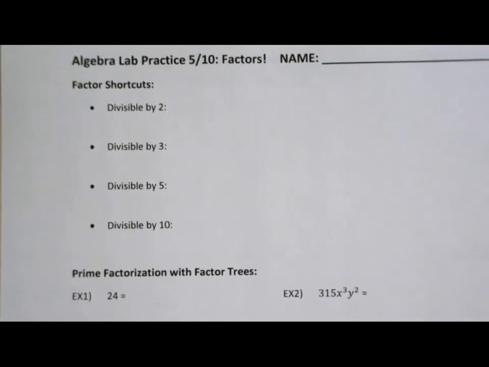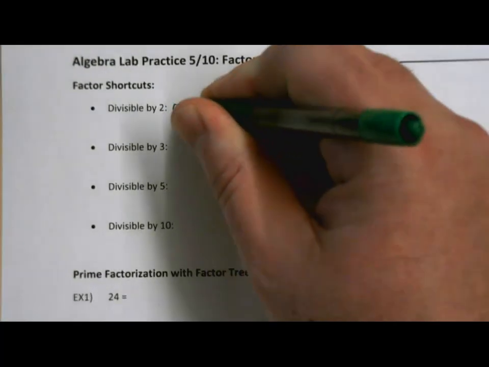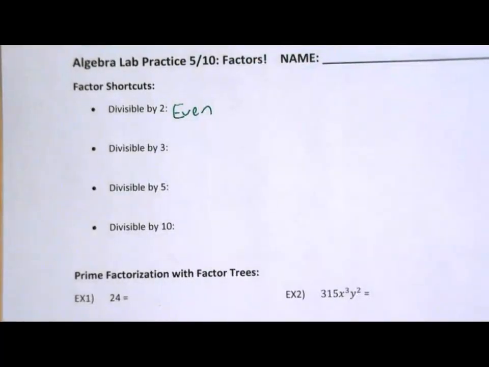We want to talk about some shortcuts. When you look at a number, how can you tell if a number is divisible by 2? What's special about every number that's divisible by 2? It's even. Even numbers are divisible by 2.